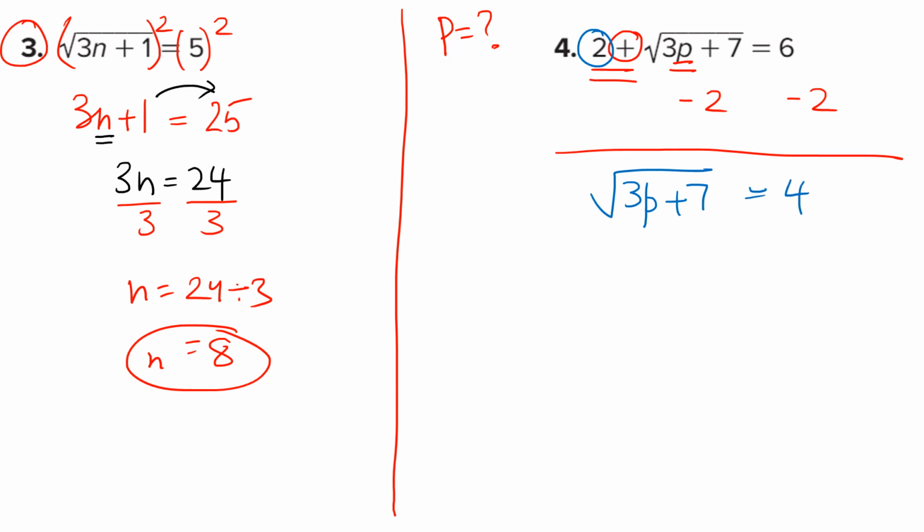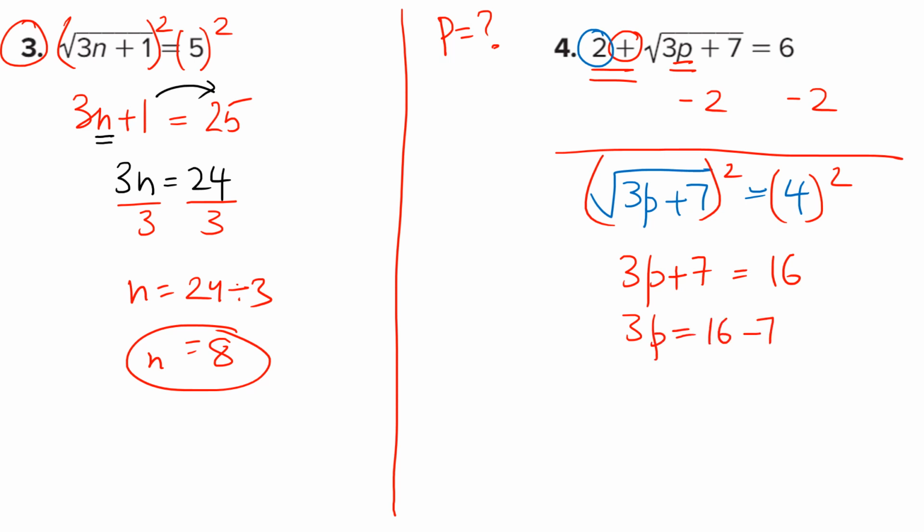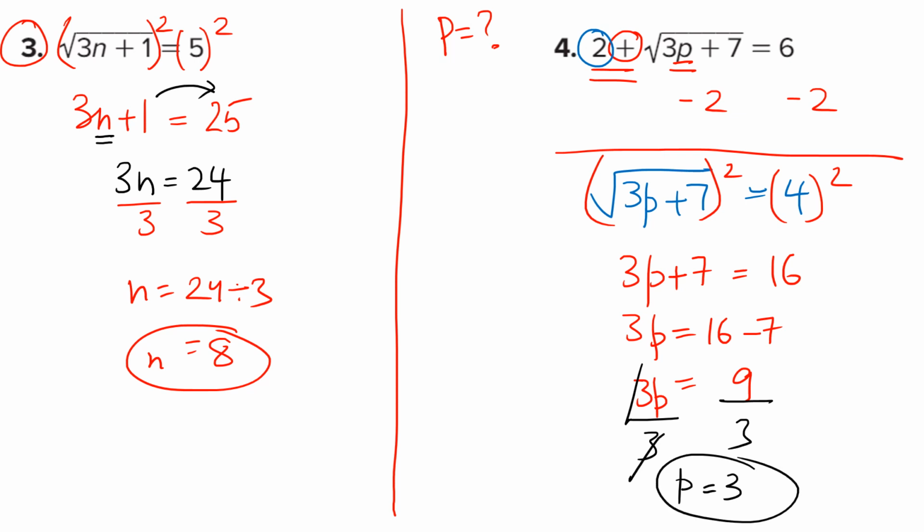Now I want to get rid of the radical, so I'm going to square both sides so that I can get my value of p. So this is what you get. Now you may use your calculator, simplify, and this will come out to be 16 minus 7, which is 9. Now 3p is equal to 9. We want the value of p. We want to remove the 3. So we divide by 3. And my answer for this question is p equal to 3. So this is how you solve. I hope the method is clear. You can try questions 5 and 6 yourself. And towards the end, I will share with you the answer key.